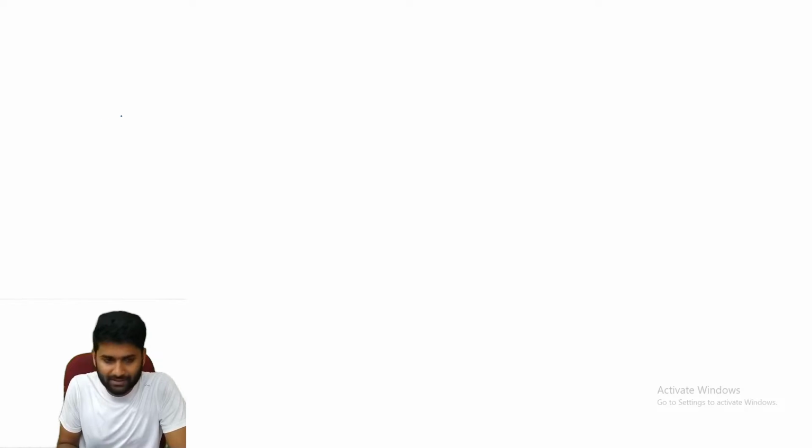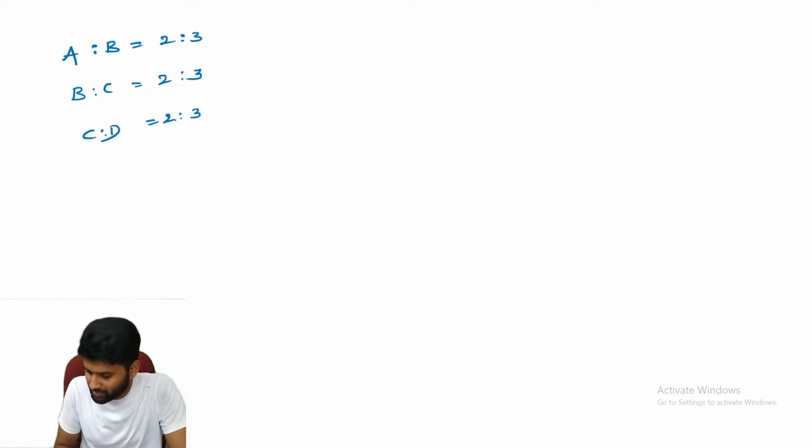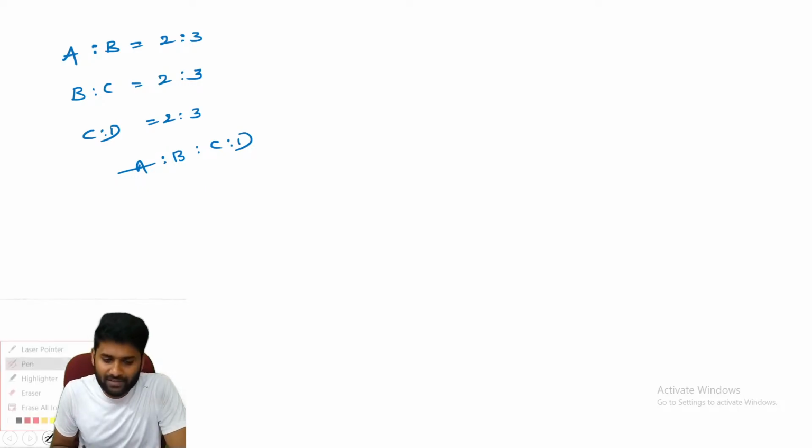Let's talk about another one. If A is to B is equal to 2 is to 3. B is to C is equal to 2 is to 3. C is to D is also 2 is to 3. I'm just taking the common ratio. Now here the question: what can be the ratio of A, B, C, D? First of all, guys, I will tell you the basic concept.